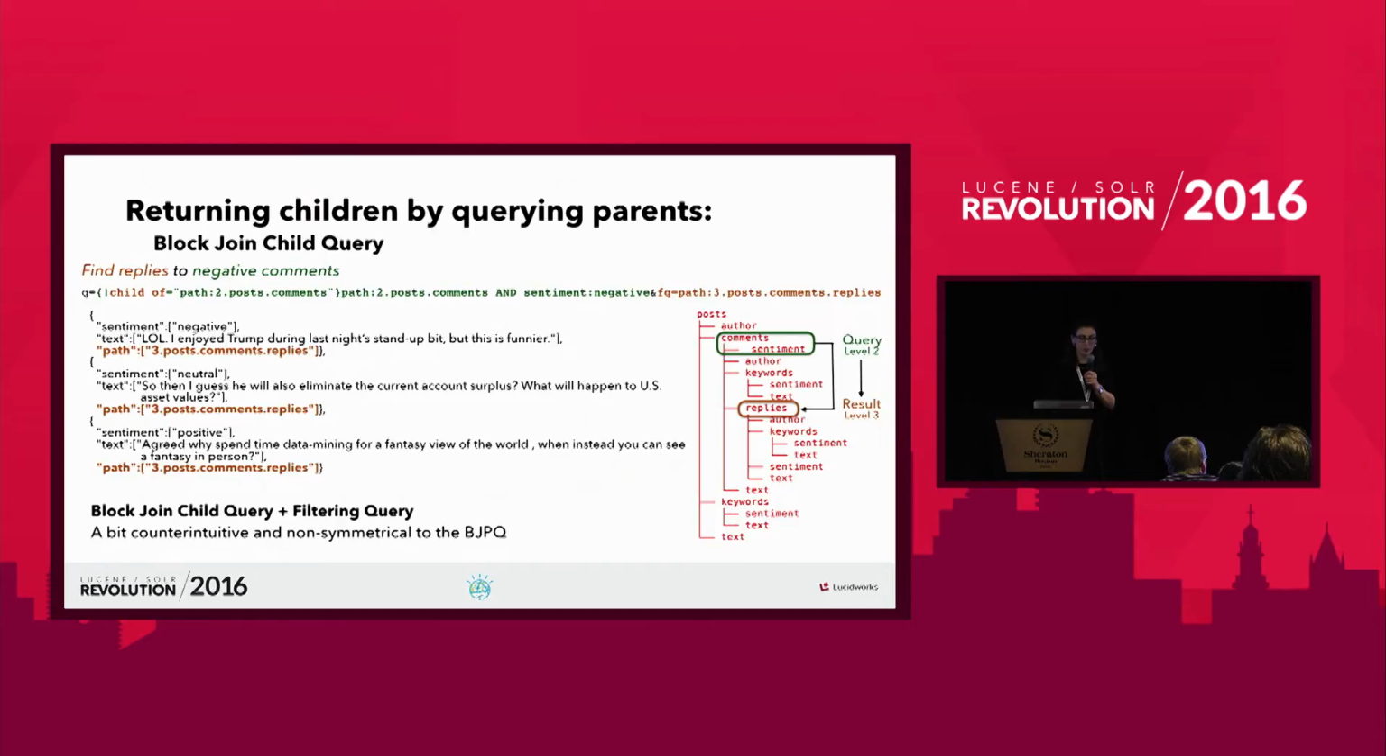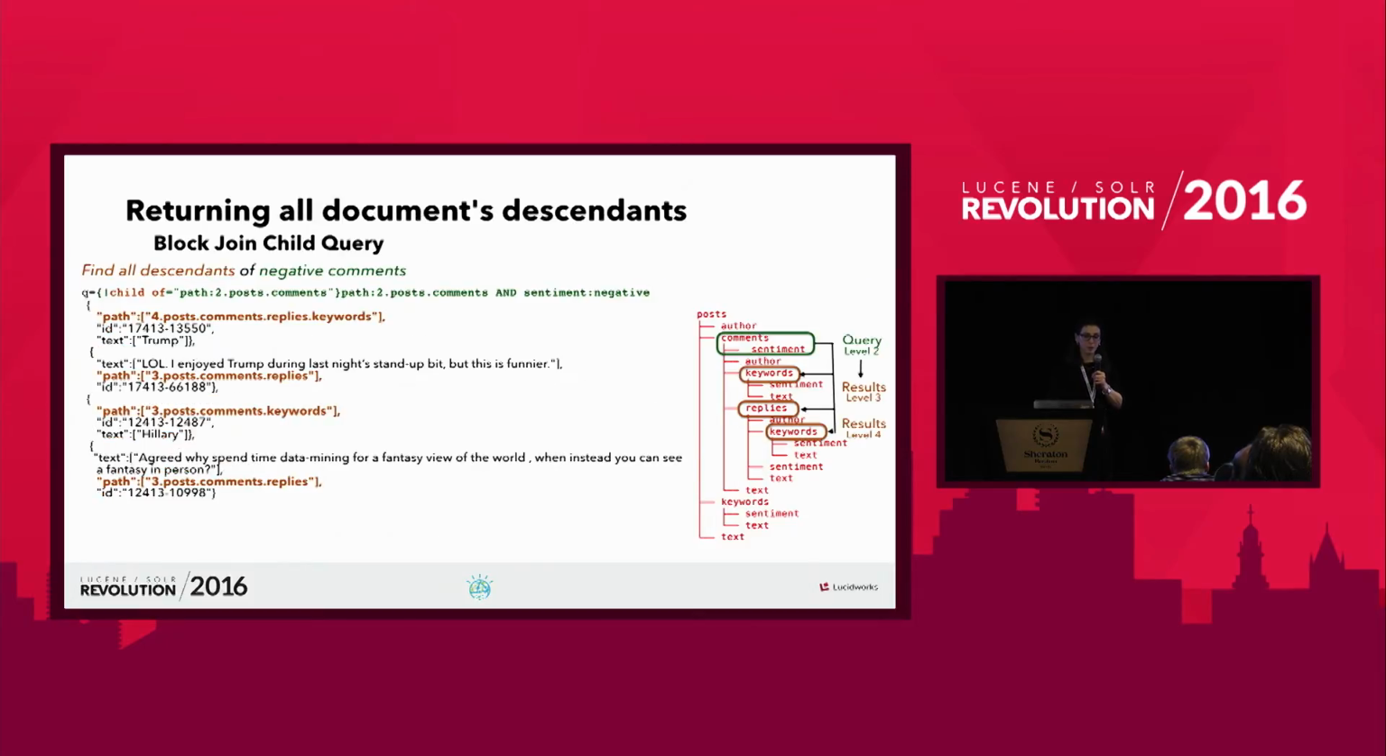As I mentioned, we are using a bit of a cheat here with the filter query part, so it's a combination of a block join child query with a filter query. It is a bit counterintuitive and probably not 100% symmetrical to the previous block join parent query, because a block join child query by itself will return all descendants of a document. So if we had a different kind of question, find all descendants of negative comments, then we wouldn't use that filter query and we would get all different descendants, which are level 3, like replies, keywords, and keywords from level 4.